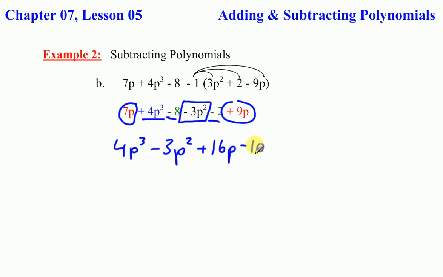Notice my exponents never change when I'm adding. So if I add p and p, that doesn't become p squared. If this was p squared plus p squared, it would still be p squared. It's not p to the fourth. The exponent only changes when you're multiplying.